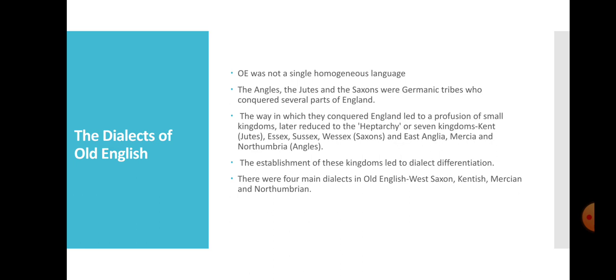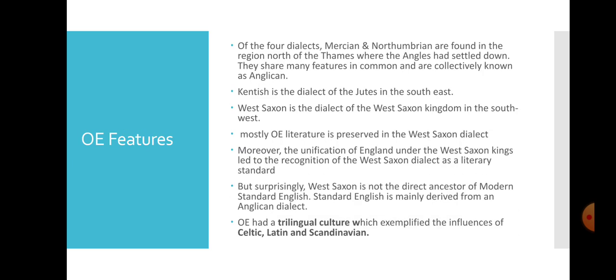They are West Saxon, Kentish, Mercian, and Northumbrian. The four main dialects of Old English, I repeat: the West Saxon, the Kentish, the Mercian, and Northumbrian. We are going to deal with the features of Old English and these four dialects. So remember, Old English has four main dialects: West Saxon, Kentish, Mercian, and Northumbrian. Okay. Now about the features of the Old English language.